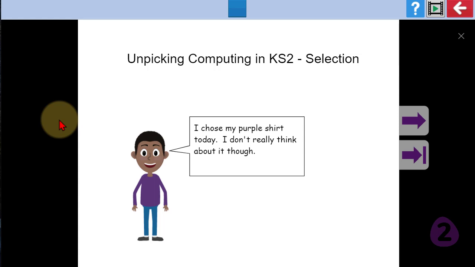So what we've got here is a character who's saying, I chose my purple shirt today, I didn't really think about it though. Probably because it doesn't matter that much what colour shirt he chose. It could have been a purple shirt, a light blue shirt, a black shirt, it could have been any colour. Might be similar when you're choosing a sandwich. Some decisions though, we do need to think about a little bit more.